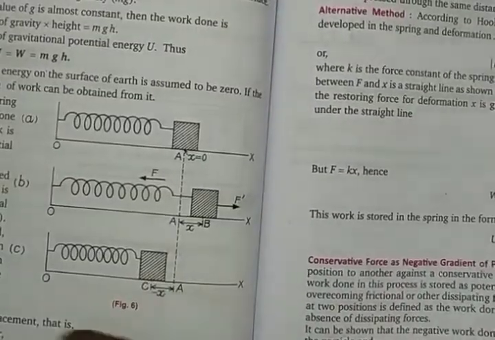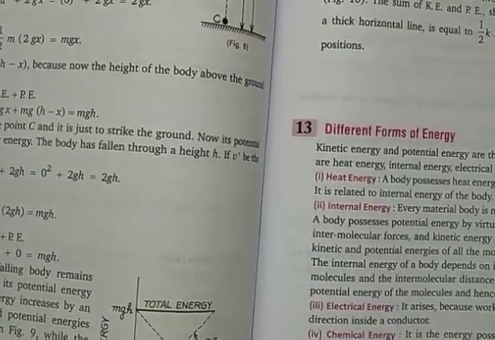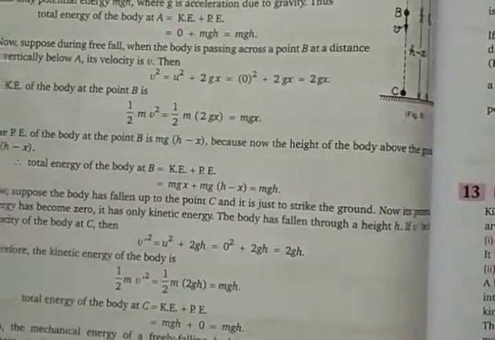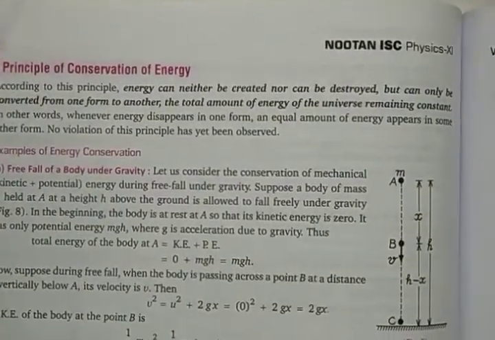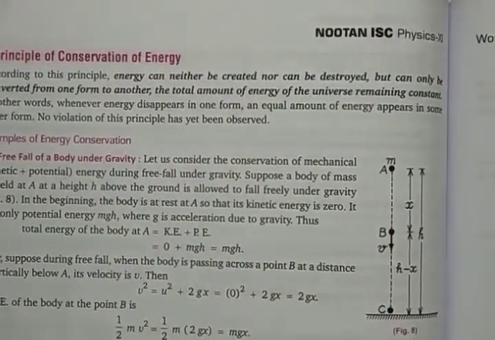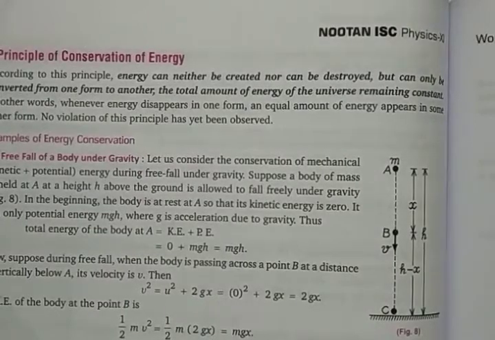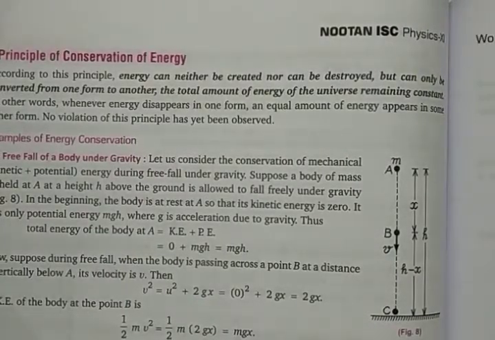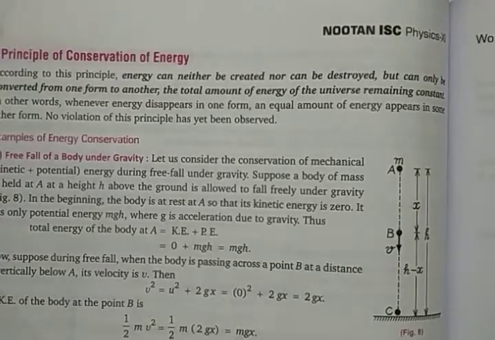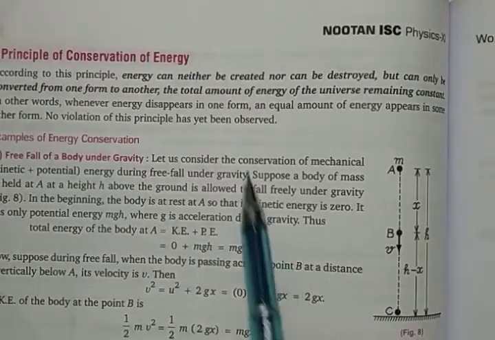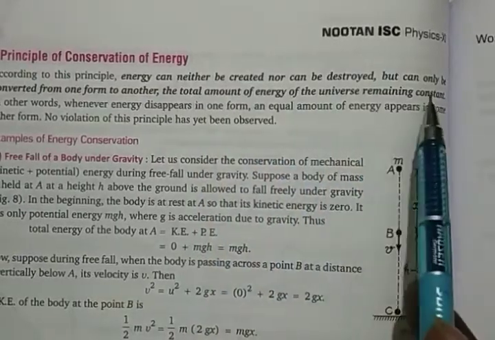Now we'll move forward to the next part, called principle of conservation of energy. This is a very simple thing. You already learned this one in the lower classes. Energy can neither be created nor be destroyed. One form of energy has to be transformed to another form. That means the total amount of energy in the universe remains constant.